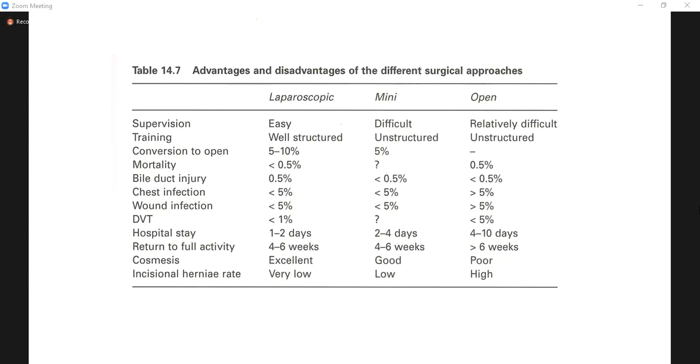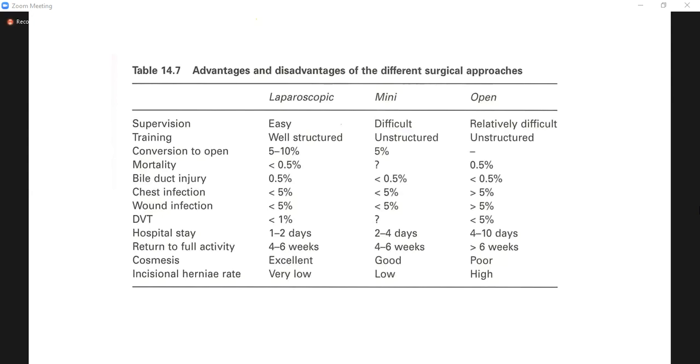Wound infection in laparoscopic surgery compared to open surgery. Laparoscopic cholecystectomy versus open: in open, wound infection is more. In laparoscopic, you should know that, because there are small incisions and less contamination of the tissue, therefore less wound infection.